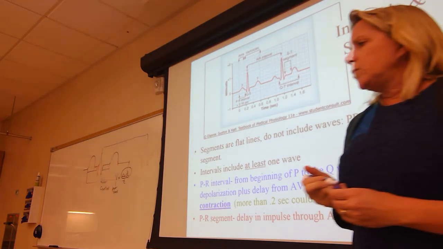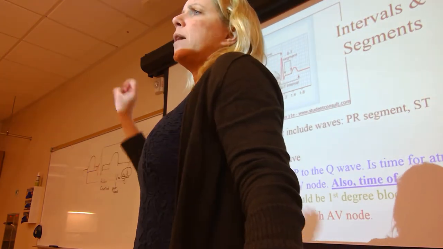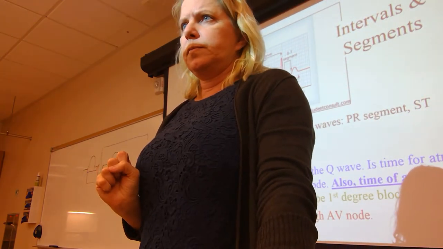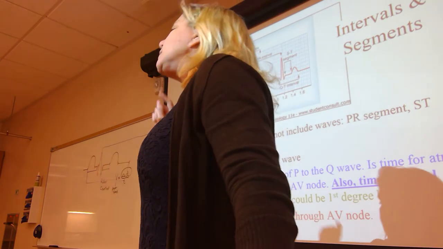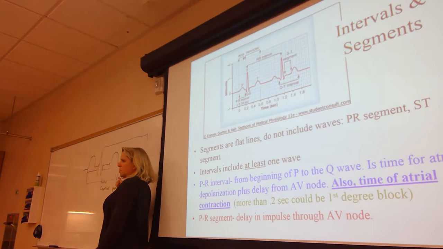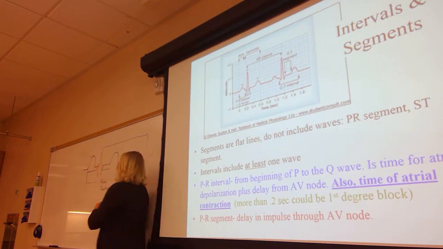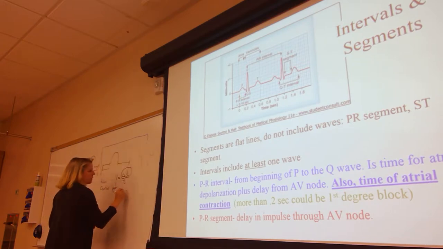In your lab manual, in your charts tonight, you're going to calculate your segments and your intervals. You're going to tell me how long they last in time. If you know the paper speed and you measure the distance, can't you rearrange this equation to solve for time? So time would equal distance divided by paper speed.